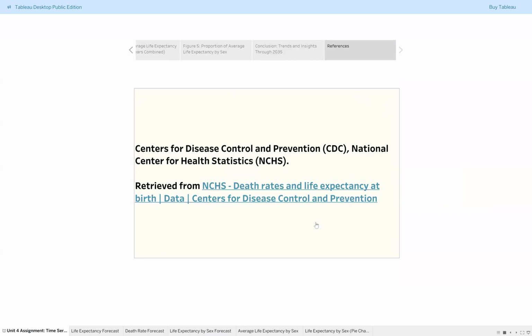Now, coming to the references, this analysis uses the CDC National Center for Health Statistics available at data.cdc.gov.